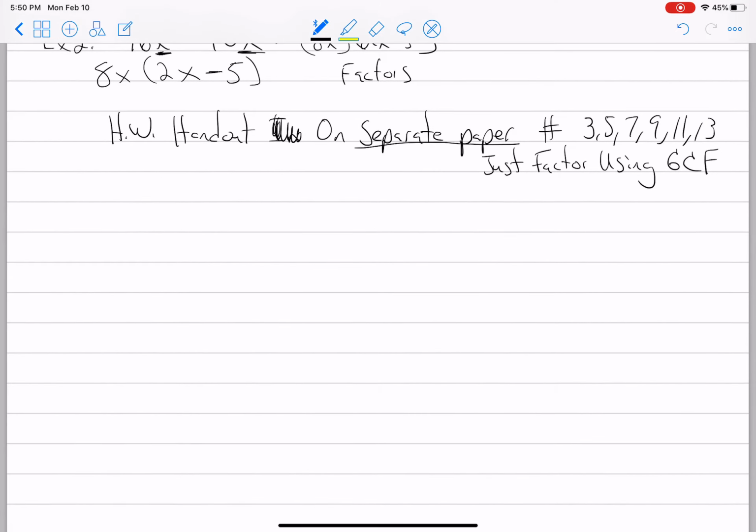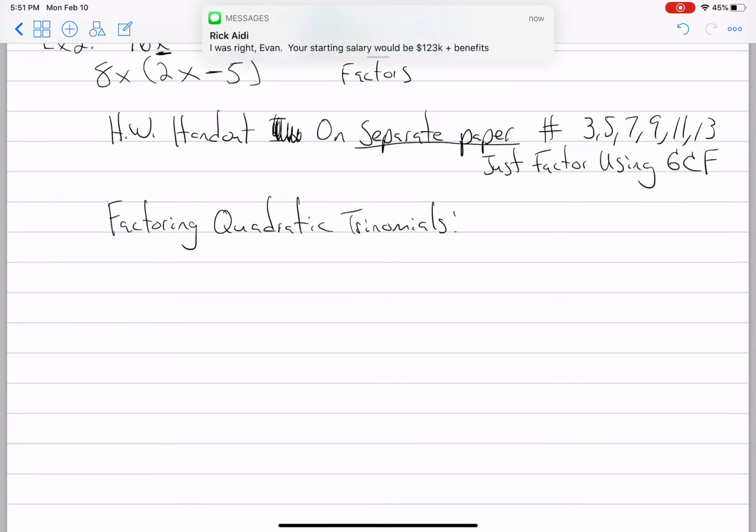Now, let's get to the fun stuff. And this part you have done before as well, but you might not remember it quite as much. Factoring quadratic trinomials. A recap.